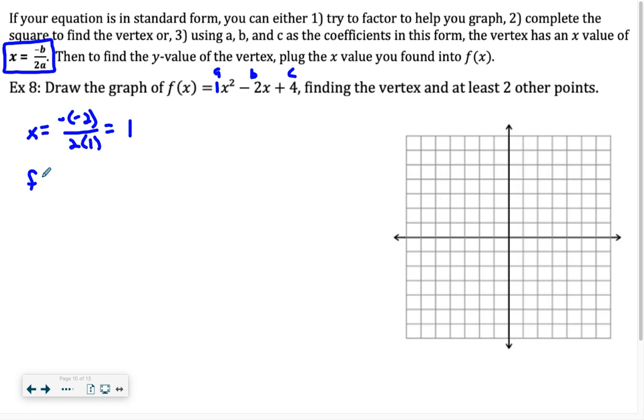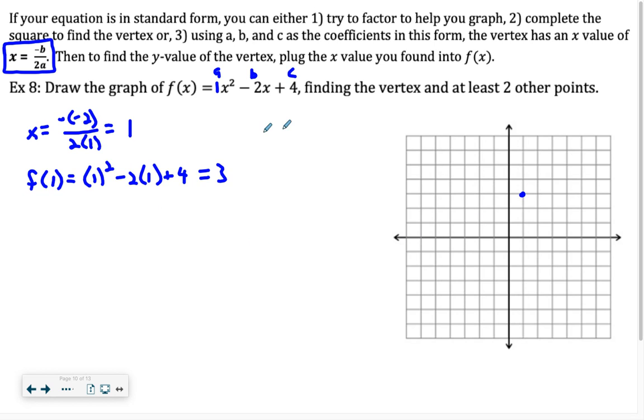So if I plug in 1 now, I'm going to get 1 squared minus 2 times 1 plus 4. So 1 minus 2 is negative 1, plus 4 is 3. So the vertex is the point 1, 3.